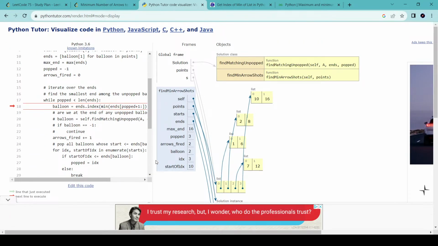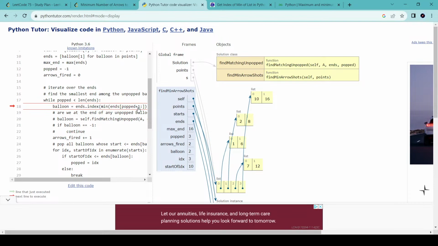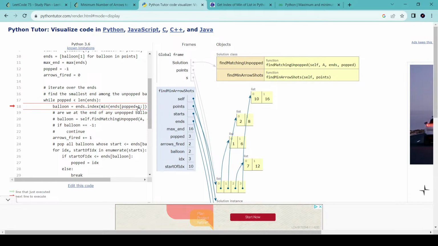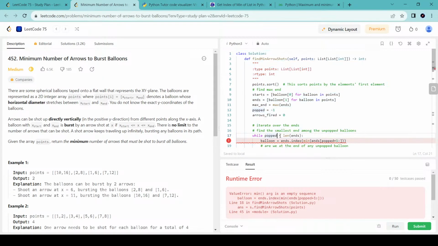It says here something went wrong. So balloons, it says that ends popped plus 1. So this is not equals. You see what's happening here? What's happening here is actually popped got to 3. So balloons 0, 1, 2, 3 are all popped. And now ends only has 4 elements. Its last element is 3. So that's why that doesn't work. This should be smaller and equals to ends.